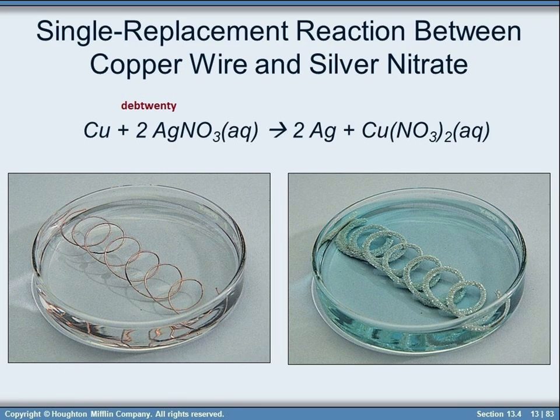The blue color of the solution is caused by the presence of copper-2 cations. Some copper atoms in the metal are oxidized, which means that they give up electrons and become copper-2 ions. Silver, Ag, is located below copper, Cu, in the reactivity series. So, in this single displacement reaction, the copper atoms replace the silver ions in silver nitrate.